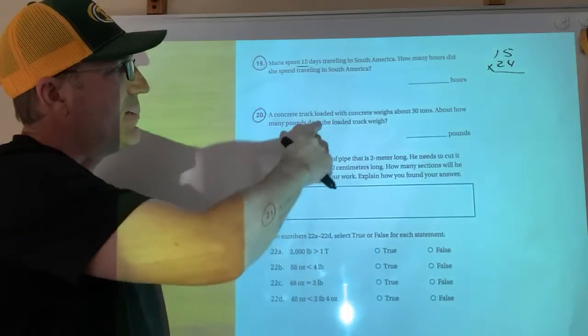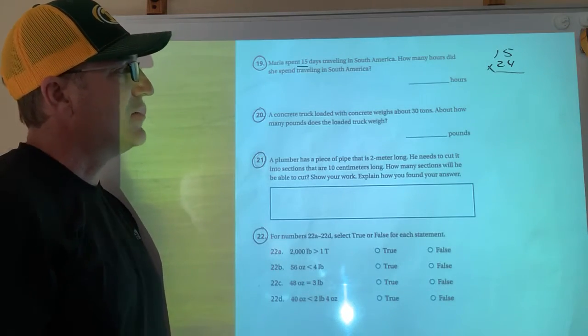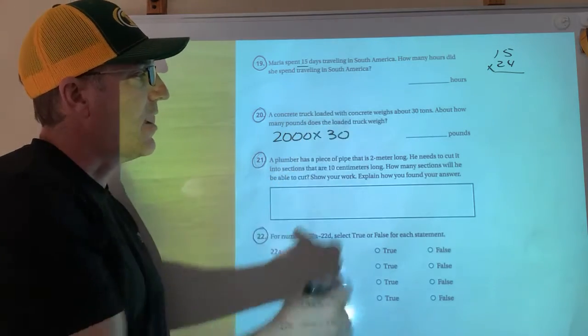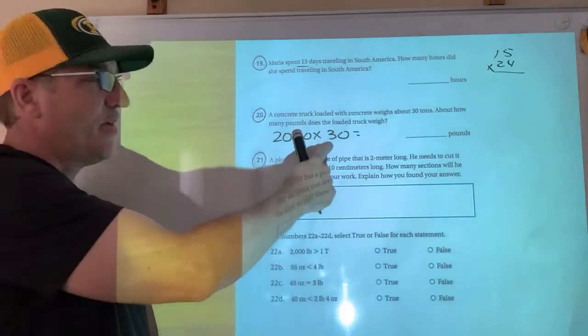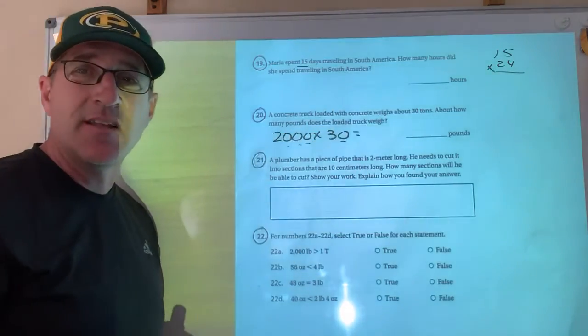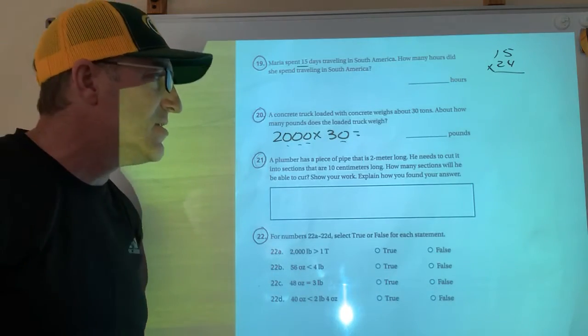All right, a concrete truck loaded with concrete weighs 30 tons. About how many pounds? Well, remember, this is 2,000 pounds in a ton times 30. And what can I do? 3 times 2, and then add up the number of zeros and tag those on the end. Easy.